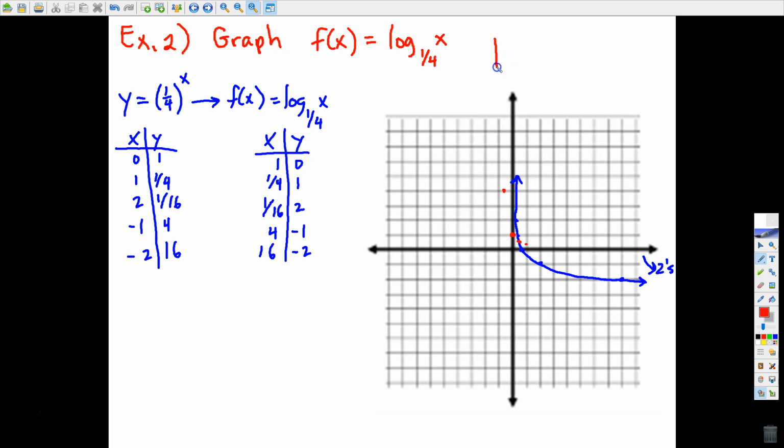All right, so decay does this. It's approaching the x-axis forever. The log function approaches the y-axis forever. Can you see that? And now let's draw in y equals x, and we can again see the relationship.